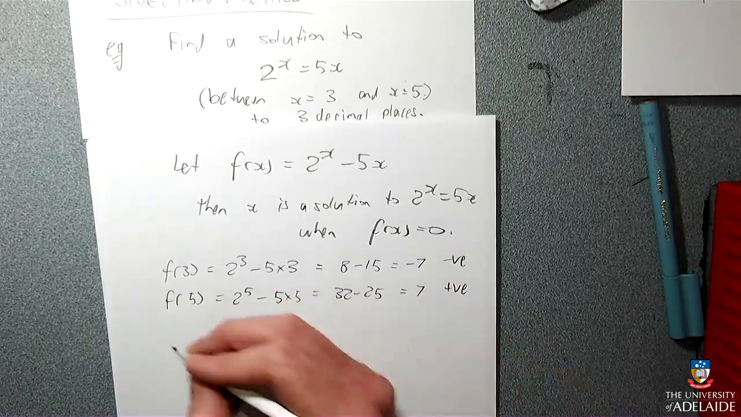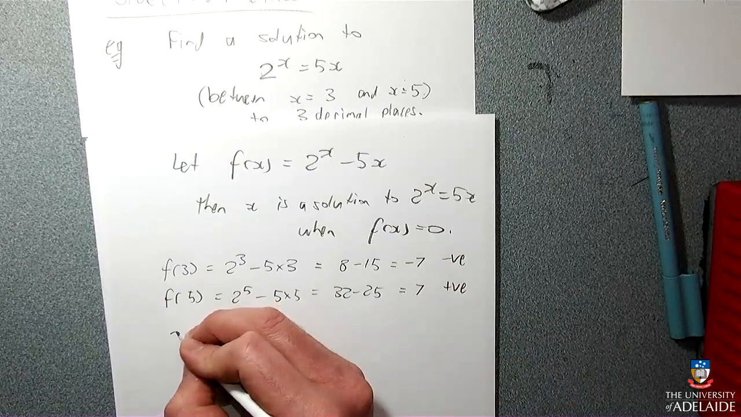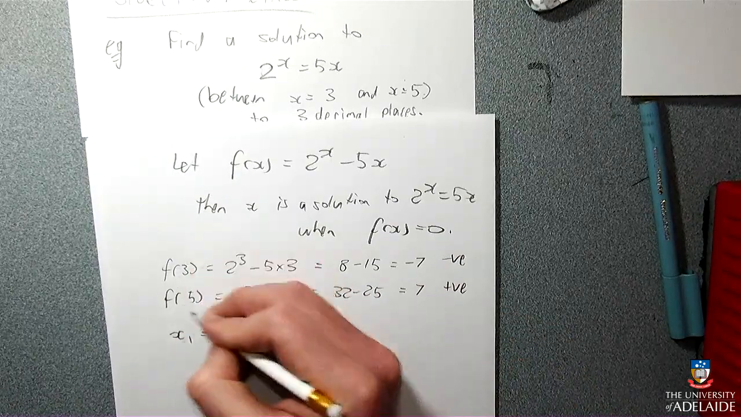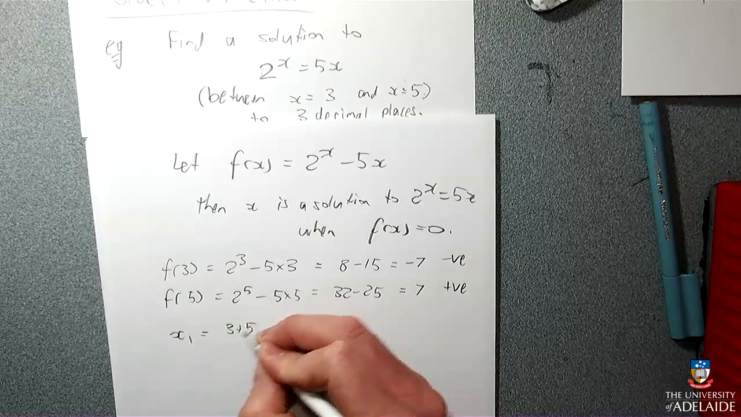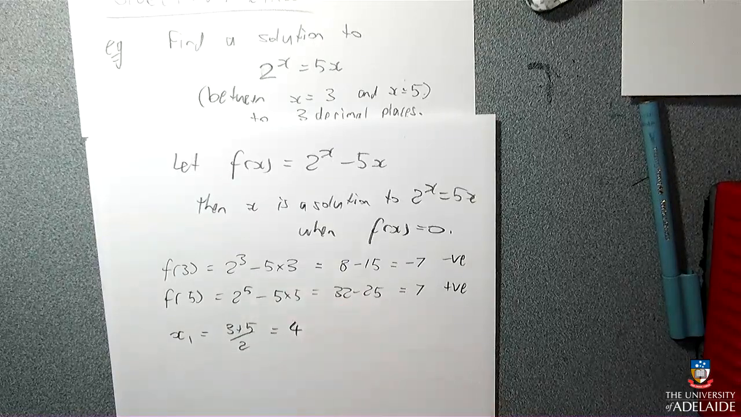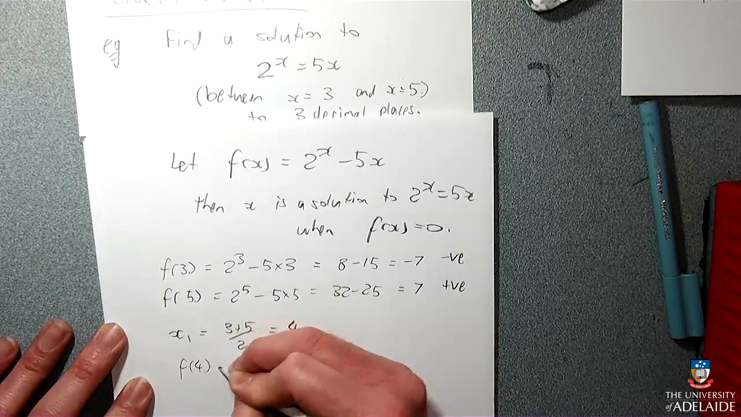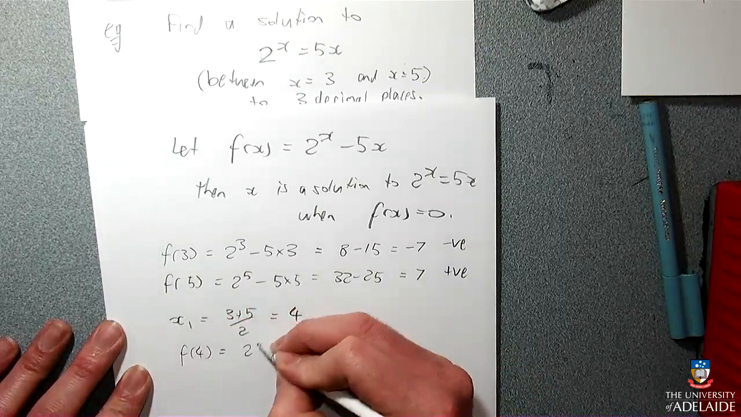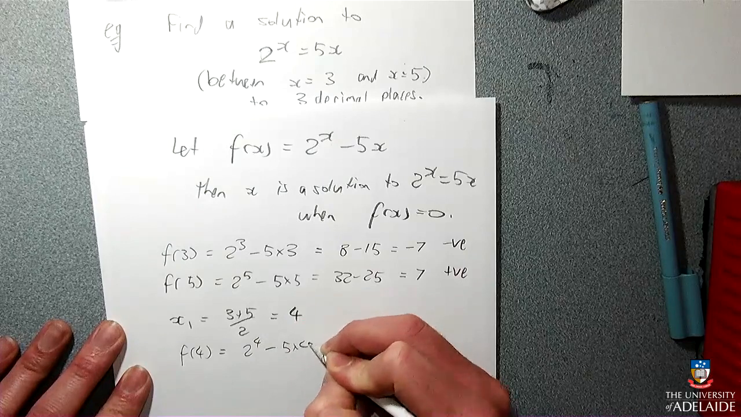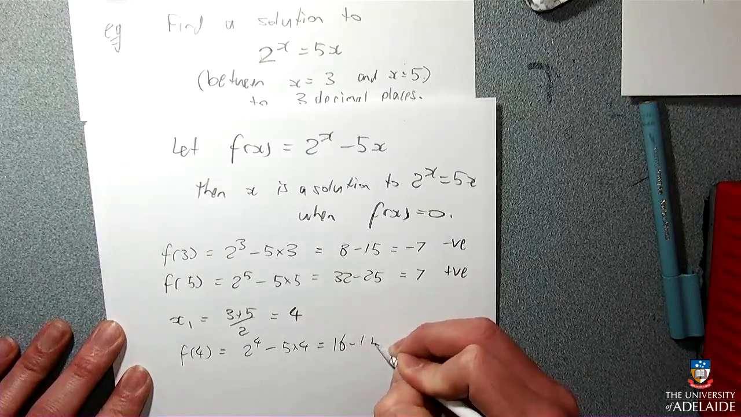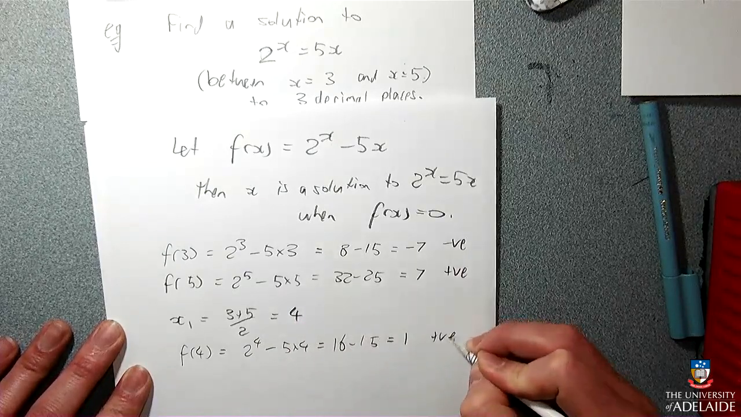So I'm going to say it's going to be halfway between these two, which is 4. I didn't actually need to do the average to calculate what halfway between 3 and 5 is. I know that that's 4, but it's good to know that you can do it that way. And then what I'll try is I'll see what happens when it's equal to 4. f of 4 is 2 to the 4 minus 5 times 4, which is 1, which is still positive.